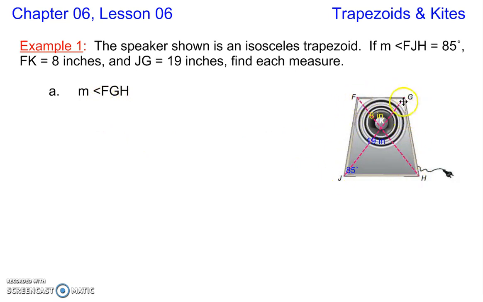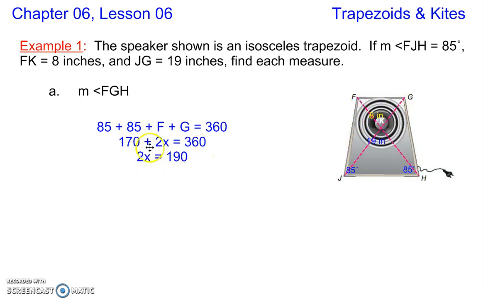If we're looking for this measure right here, we know in an isosceles trapezoid that the base angles are congruent. So we know this one is also 85. And then we know together all of these make 360. We also know that F and G, those angles, are the same measure, so we can call those 2 times this measure, 2x. Then solving, subtract the 170 from 360, and we get 2x is 190, so each one of these measures is 95 degrees. So measure FGH is 95 degrees.